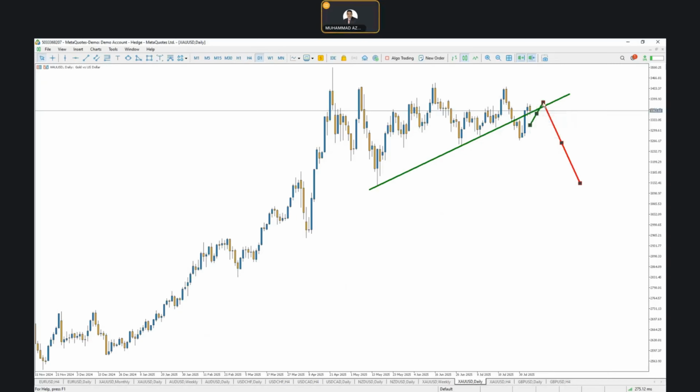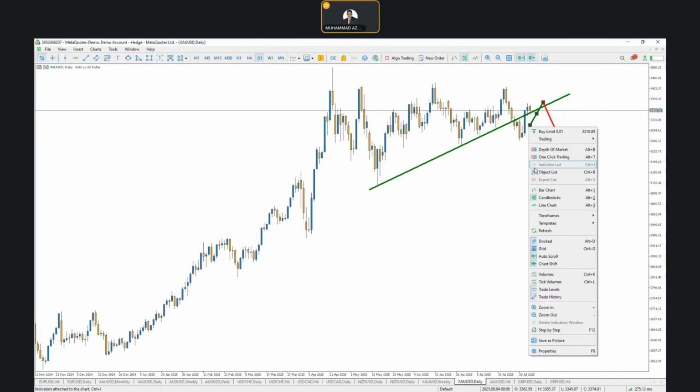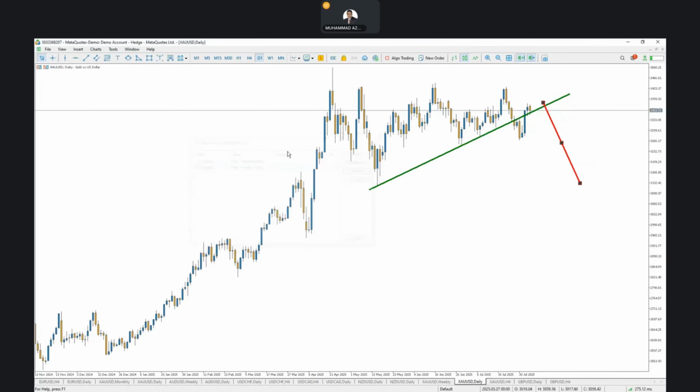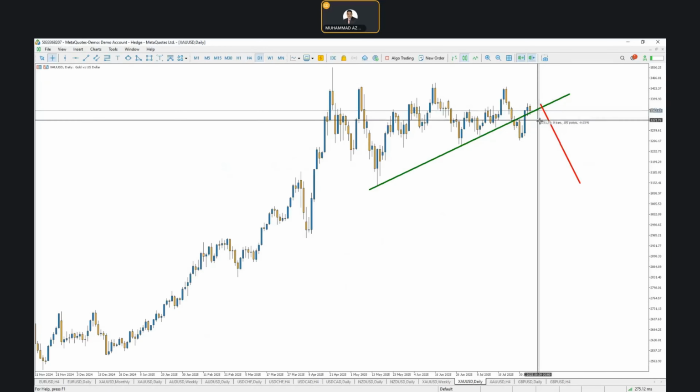Now market is probably going to start the decline. Let me adjust the trend line over here. Okay. So if price action is going to drop below this trend line again, then I expect further weakness in price action.